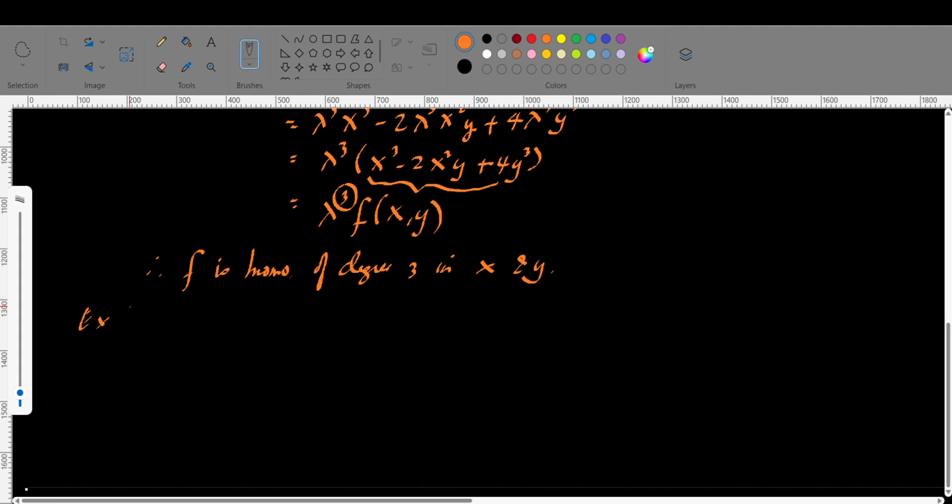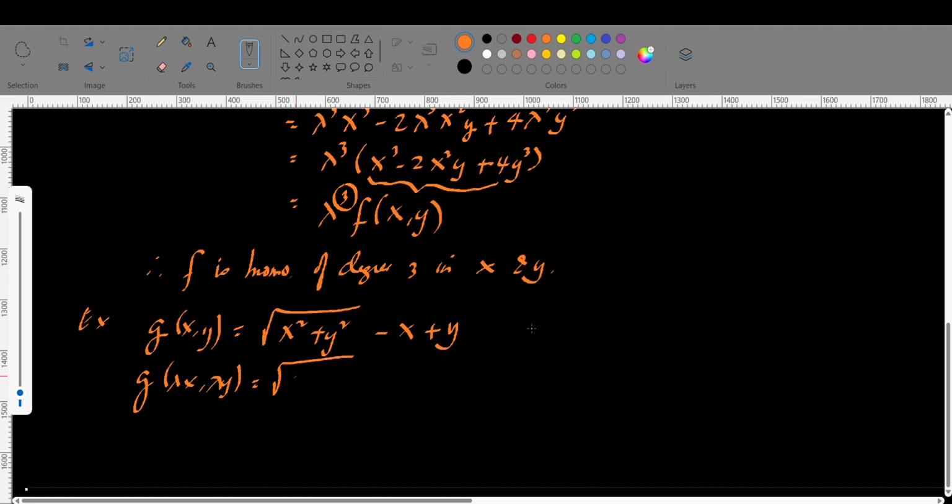Let us have another example. Say g of xy is equal to the square root of x squared plus y squared minus x plus y. So g of lambda x, lambda y is equal to the square root of lambda x squared becomes lambda squared x squared, and y squared becomes lambda squared y squared, minus lambda x plus lambda y.